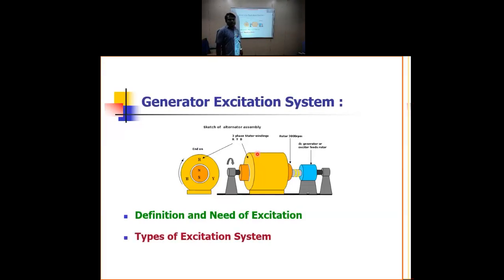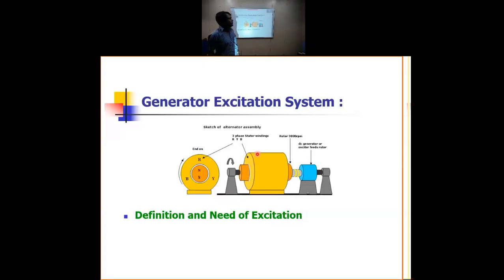Definition and need, that was already told to you. Definition means, what is the excitation system? The excitation system is nothing but a DC source, one electrical system we have to make, from where we can get the DC power. That is the excitation system. And why is it needed? You have already seen that in the rotor field structure we have to provide the DC power so that the North Pole and South Poles are produced. So that is the major necessity of the excitation system for the generator.